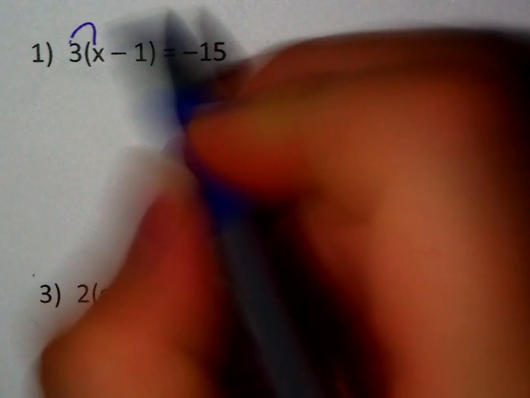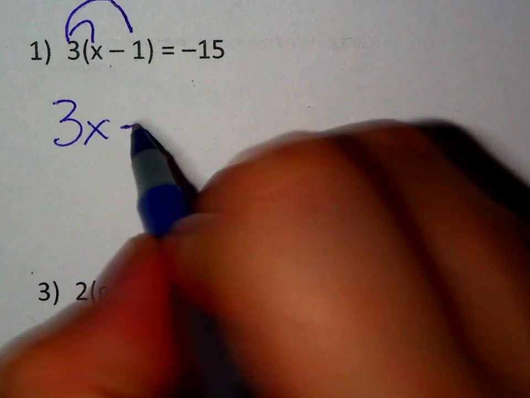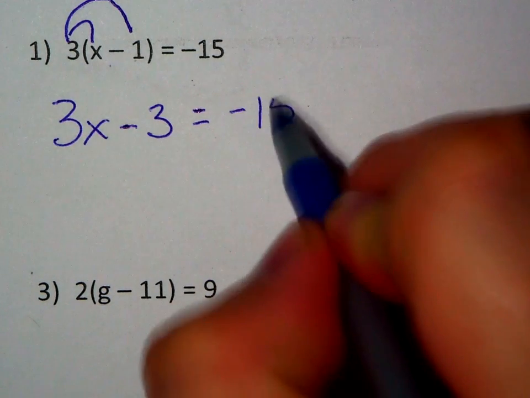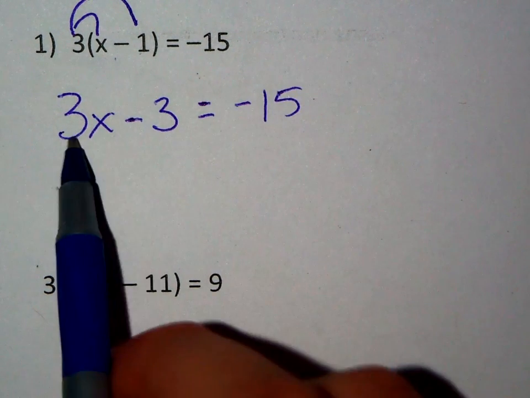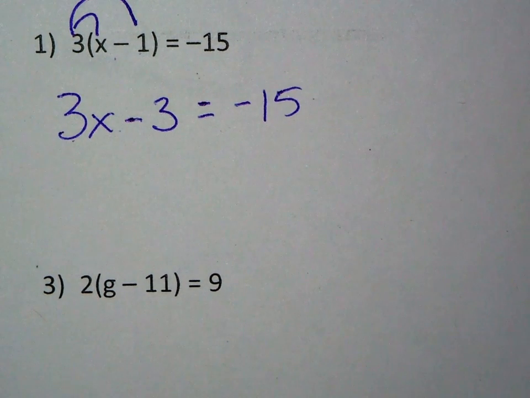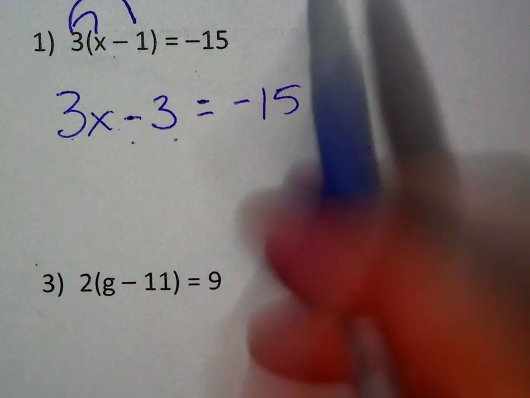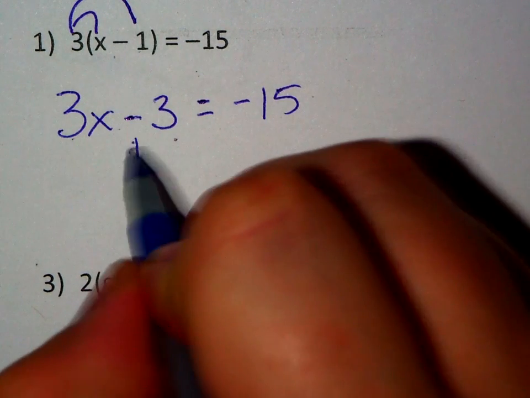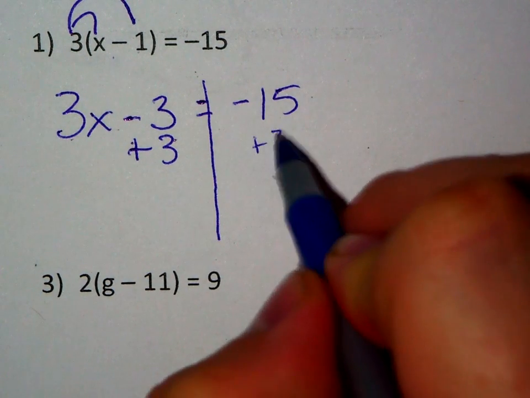3 times x is 3x, and 3 times negative 1 is negative 3 equals negative 15. And now we're basically looking at a two-step equation. My 3 is attached to the x through multiplication, so I have to do my subtraction function first. The inverse operation for subtraction is addition, so I will add 3 to both sides of my equal sign.